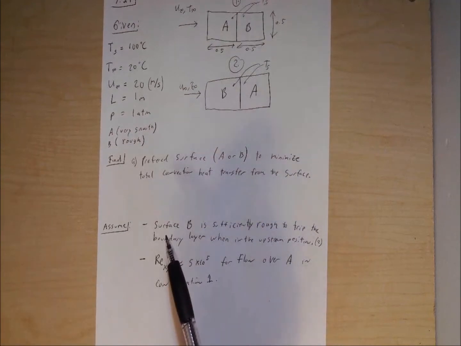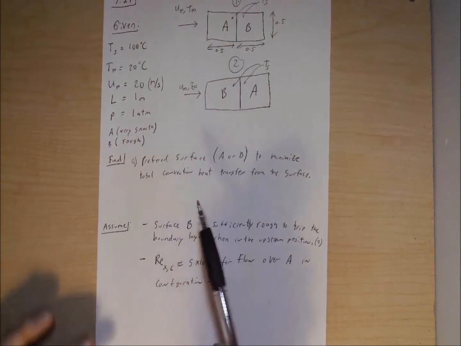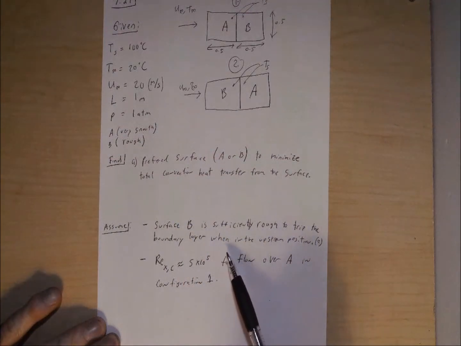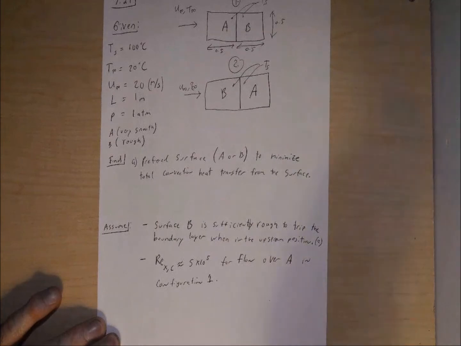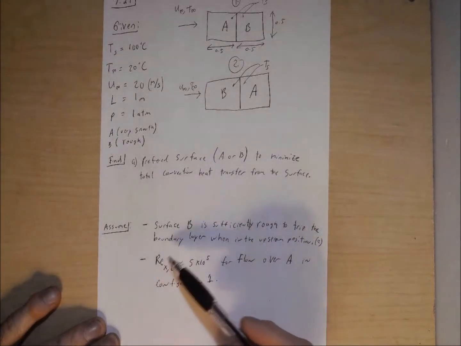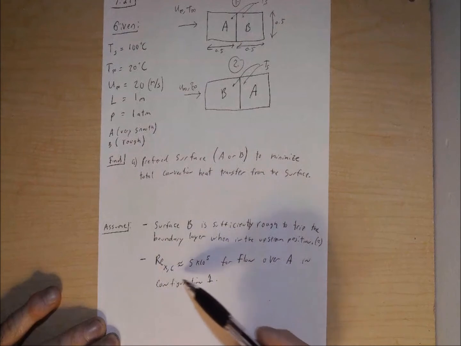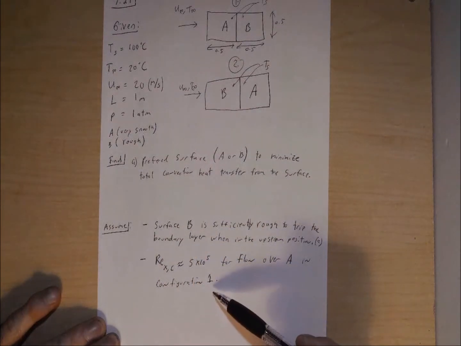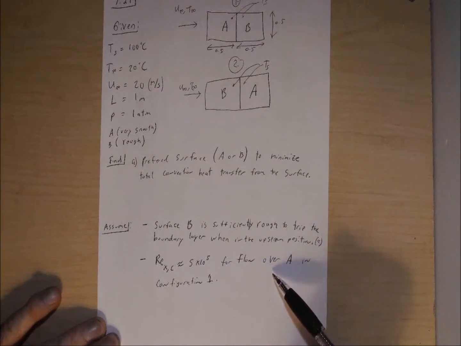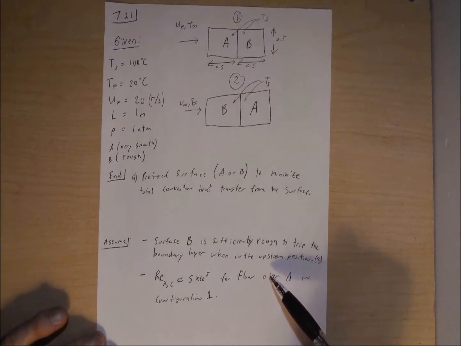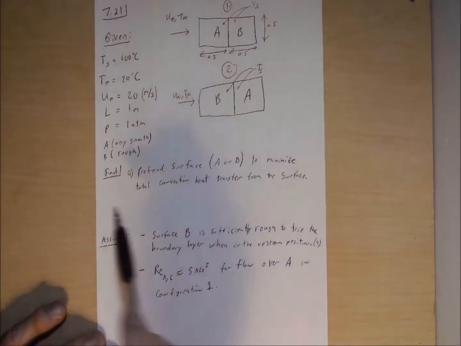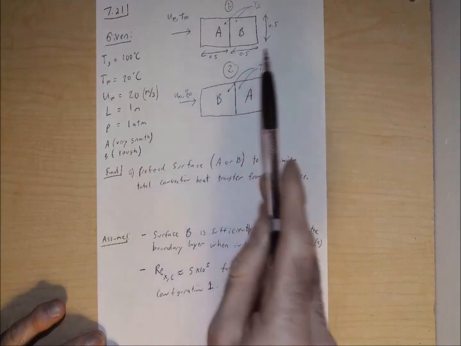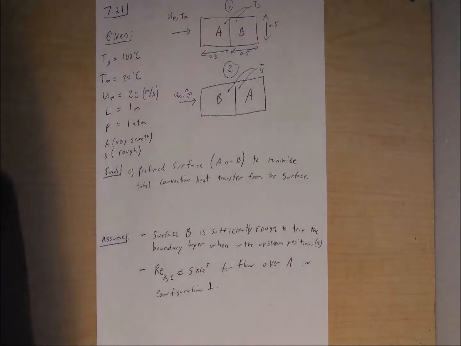So what can we assume as we're going through the solution to this problem? What we can assume is that surface B is sufficiently rough to trip the boundary layer when in the upstream position. We can also assume that Reynolds number Re sub x comma c is approximately equal to 5 times 10 to the 5th for flow over A in configuration A, where A is that extremely smooth surface. So we can make these assumptions when we're going through our solution here. We can reference back to all of our knowns, what they want us to solve for, and our given diagram with dimensions and all our surrounding conditions.